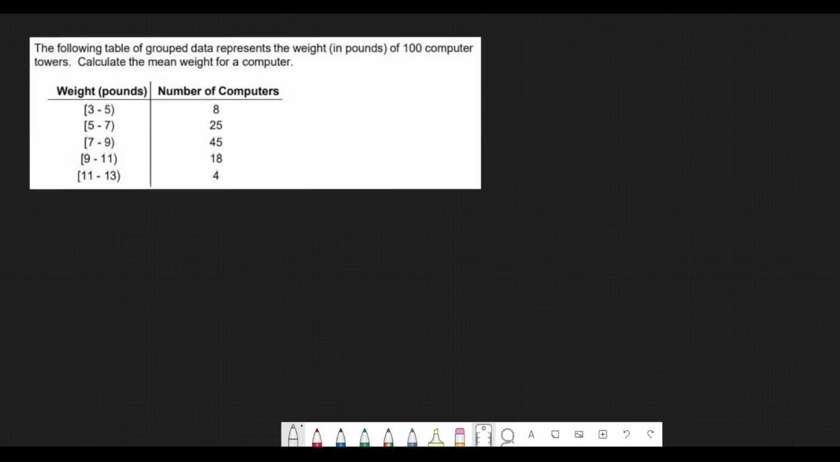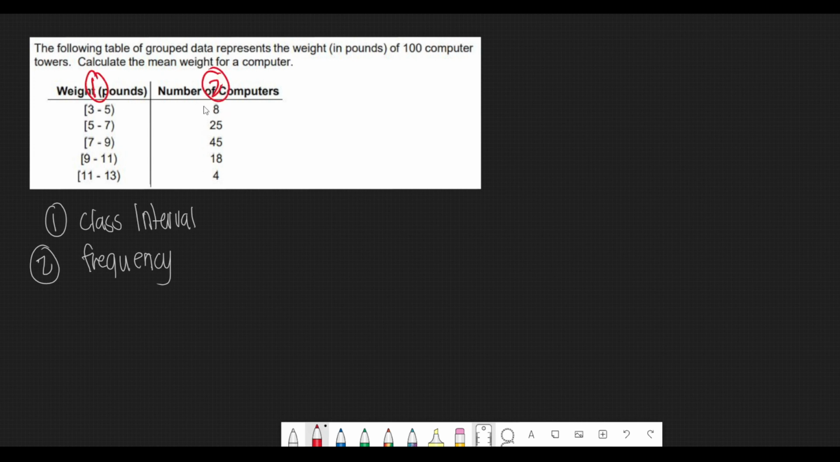I have here a sample problem that falls under grouped data. We have been solving ungrouped data for our last videos. So how can we identify if it's grouped data? One, it should have class intervals. And second, it must have the corresponding frequency for each class interval. So the class interval is simply this column, and the second column is the frequency.